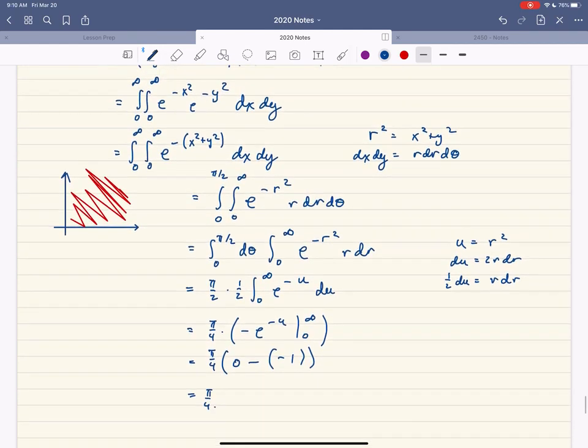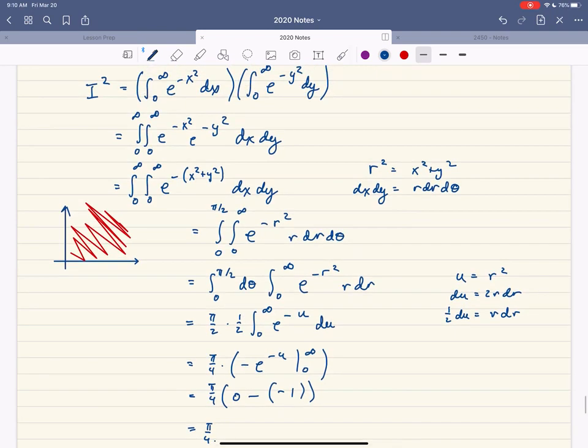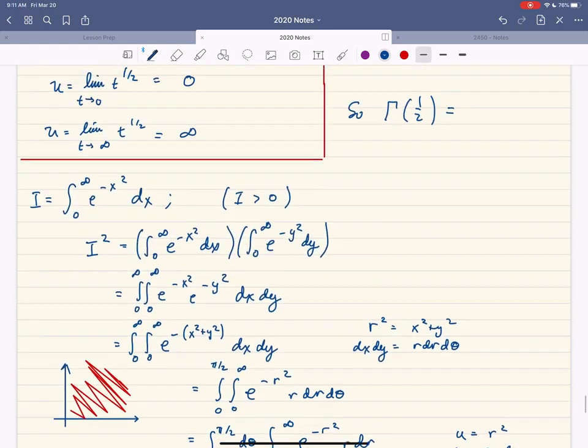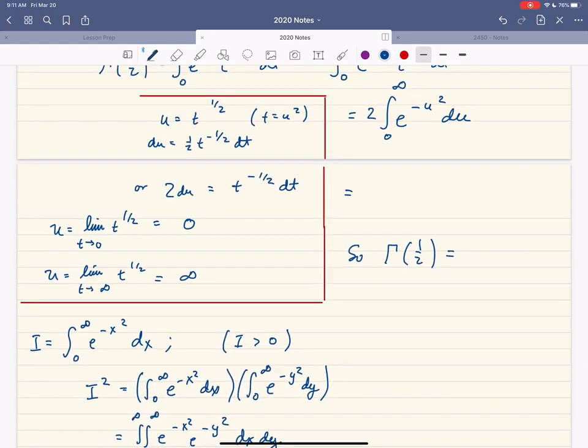Now we're going to remember that this was I squared. And so I squared was pi over 4. I made a point to mention that I had to be positive, so that means that I is really going to be 1/2 times the square root of pi. We get the positive square root because we said that the original value was positive. So I is 1/2 square root of pi, and then we're done. This integral that we were looking at was 1/2 square root of pi.